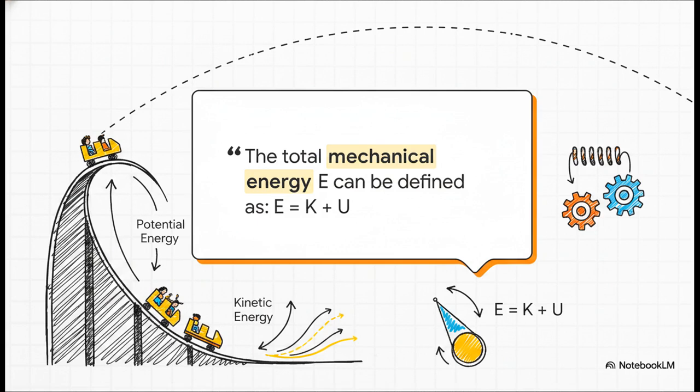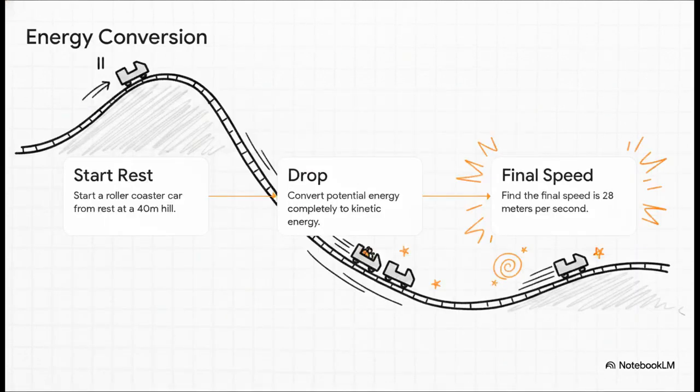As our roller coaster drops, it loses height, so it loses potential energy. But it gains speed, meaning all that potential energy is converting seamlessly into kinetic energy. When we apply this to the coaster, the math is almost magical. Say we start from rest at the top of a 40-meter hill. Maximum potential energy, zero kinetic energy.